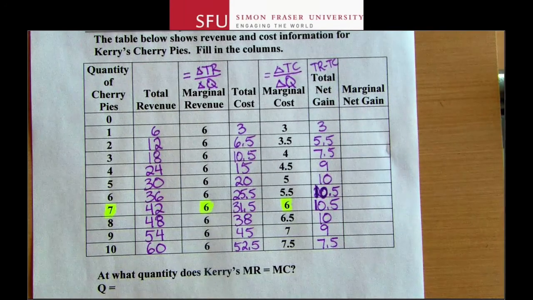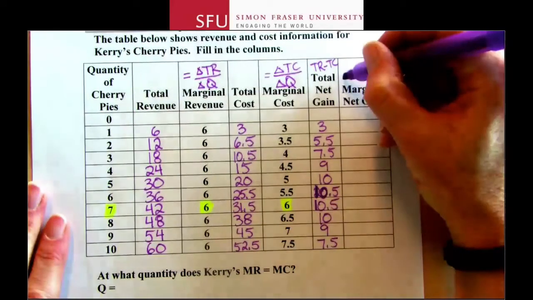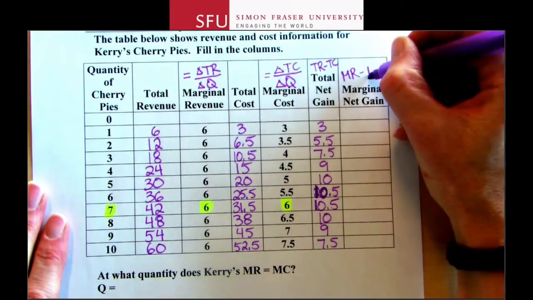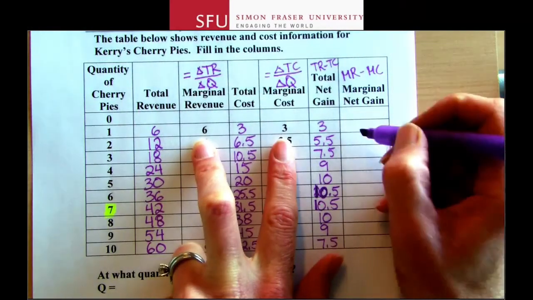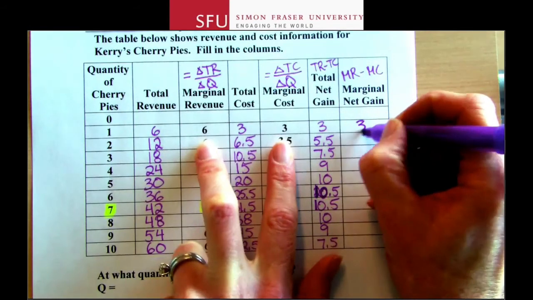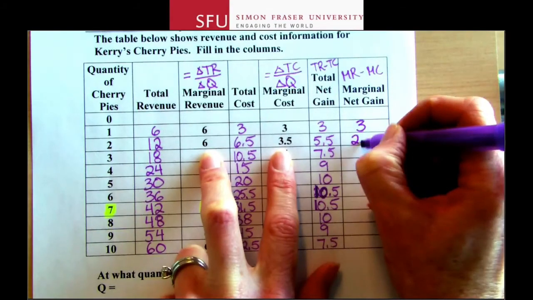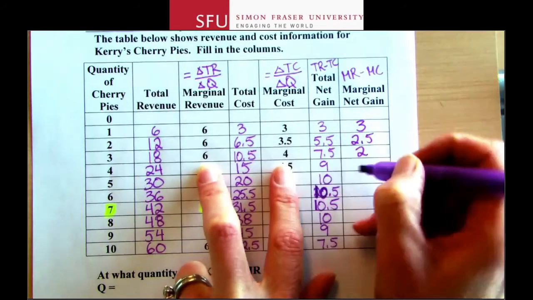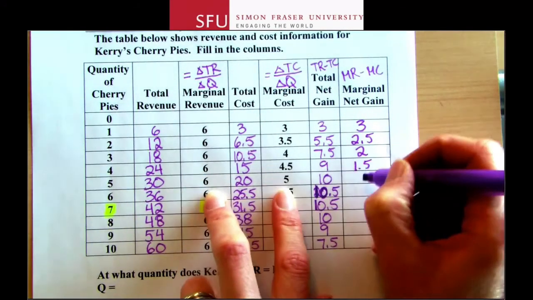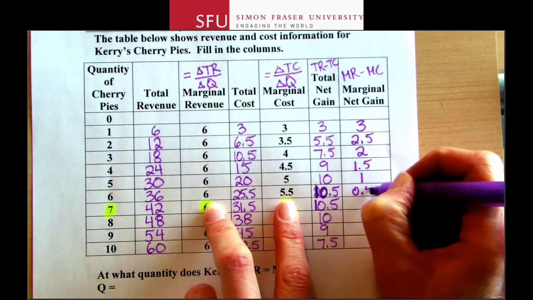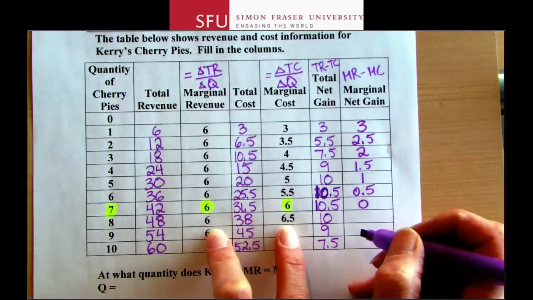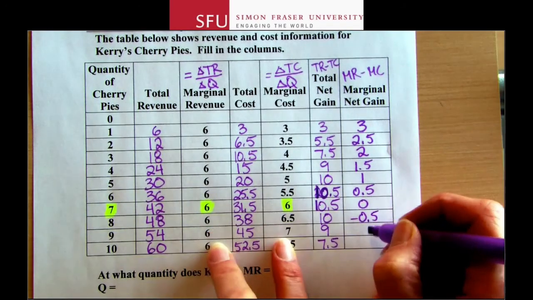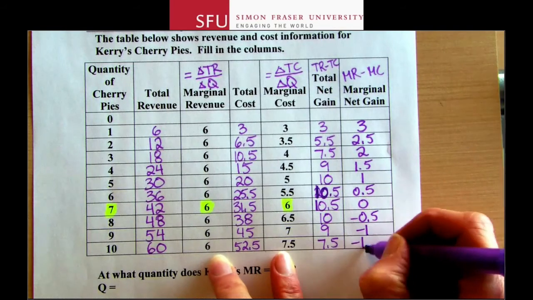Last column, marginal net gain. So that's marginal profit. So that will be marginal revenue minus marginal cost. So now these numbers here. So marginal revenue, marginal cost. So 6 minus 3, 6 minus 3.5, 6 minus 4, 6 minus 4.5, and so on. So we keep going. And of course, at the equilibrium, then that marginal profit is 0. So they're just breaking even on that very last unit. If they were to continue, they would lose $0.50 on that one, lose $1 on that one, and lose $1.50 on that one.